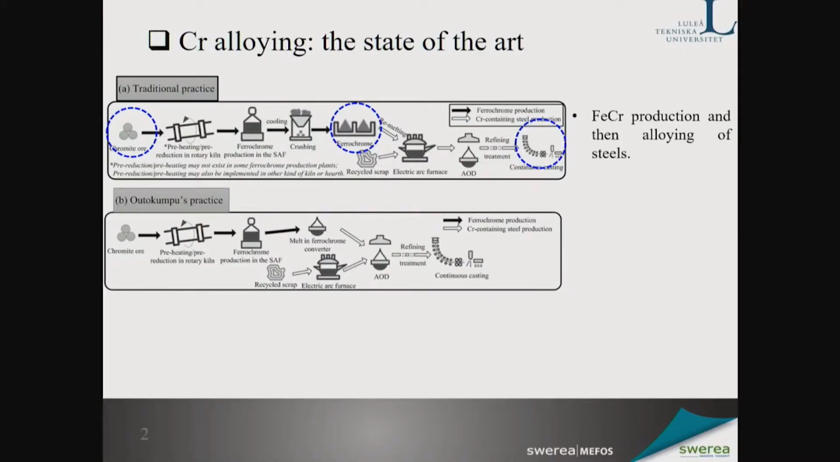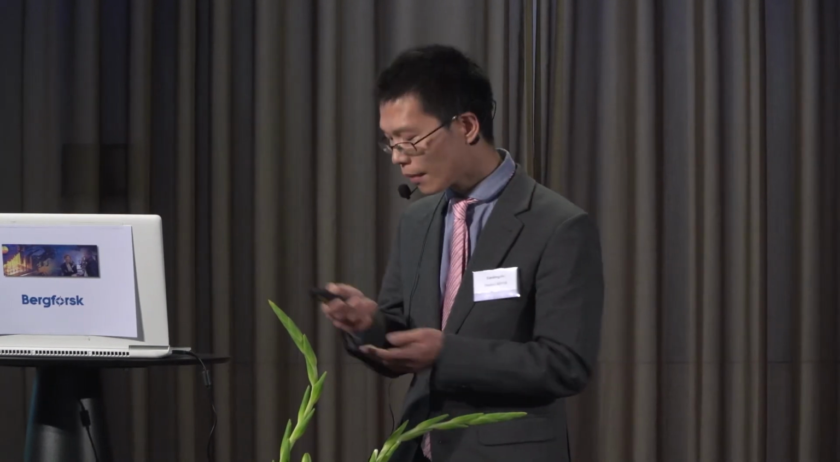in 1995, Otto Kuhm has introduced a new process. In this process, they have directly used the ferrochrome melt produced in-house and charge this melt directly into the arc furnace to produce stainless steels. Due to the process integration, there's a very high energy saving potential.